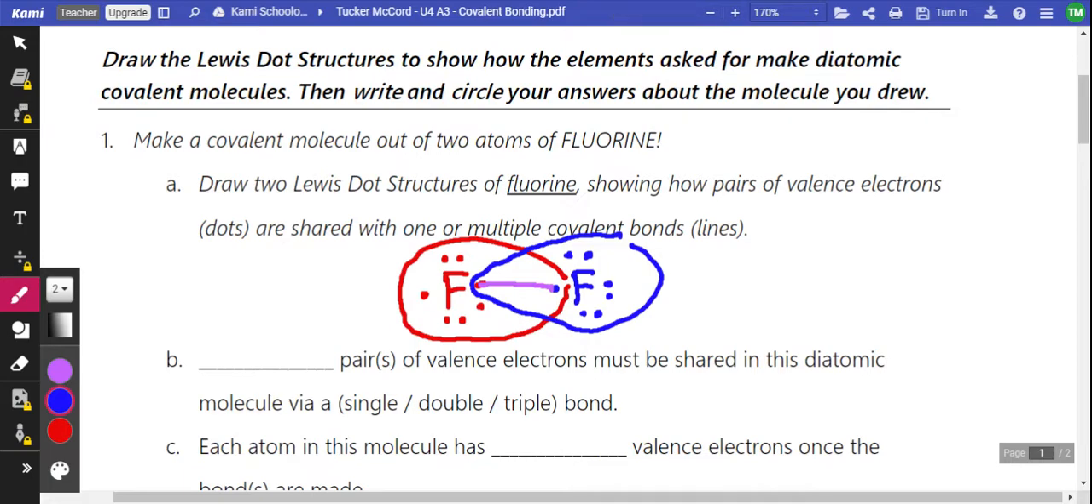Now because of this, we don't end up with any charges because there isn't actually a give and take. They still have the electrons they had before. They're just now close enough to each other that they can both benefit. Sometimes you'll see this drawn strictly with the Lewis dot structures. 1, 2, 3, 4, 5, 6, 7, something like this.